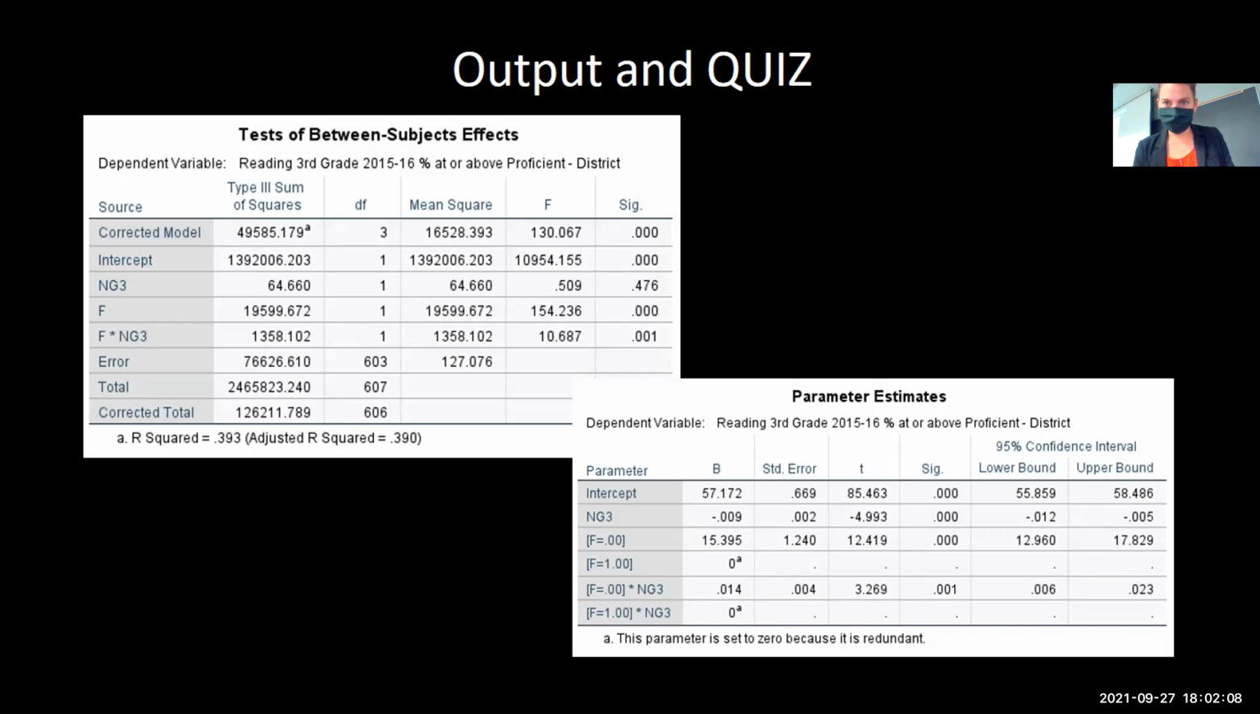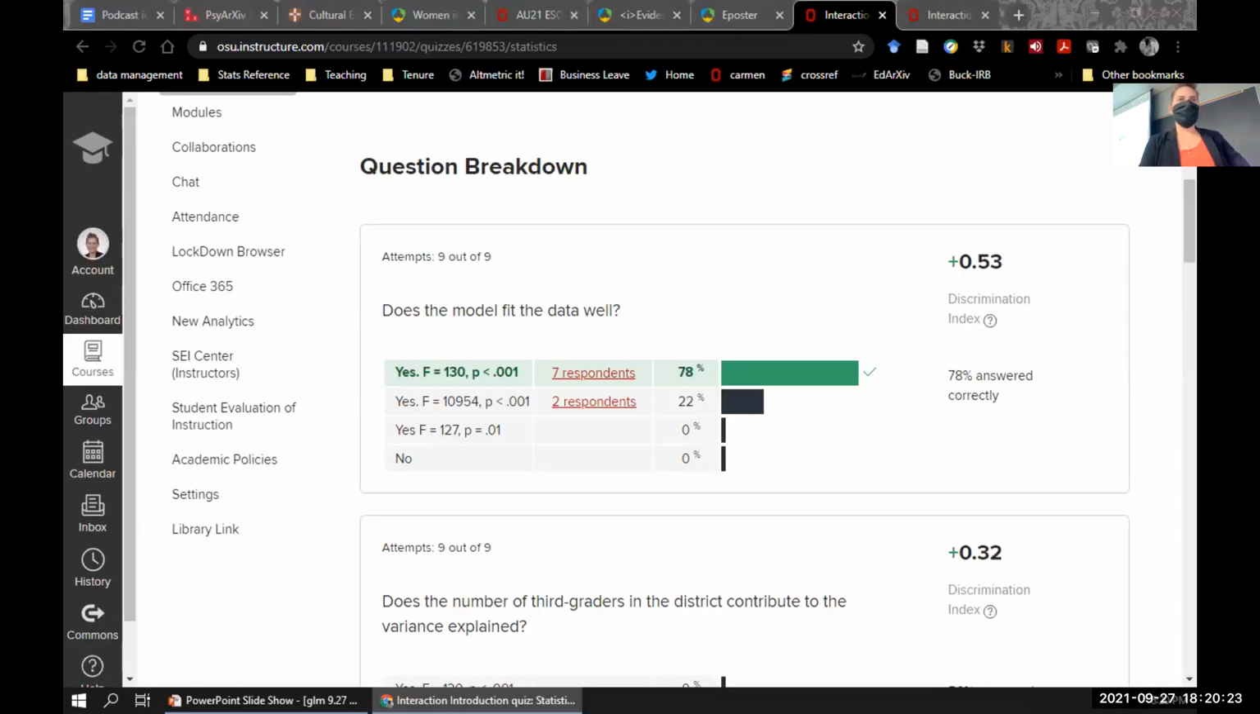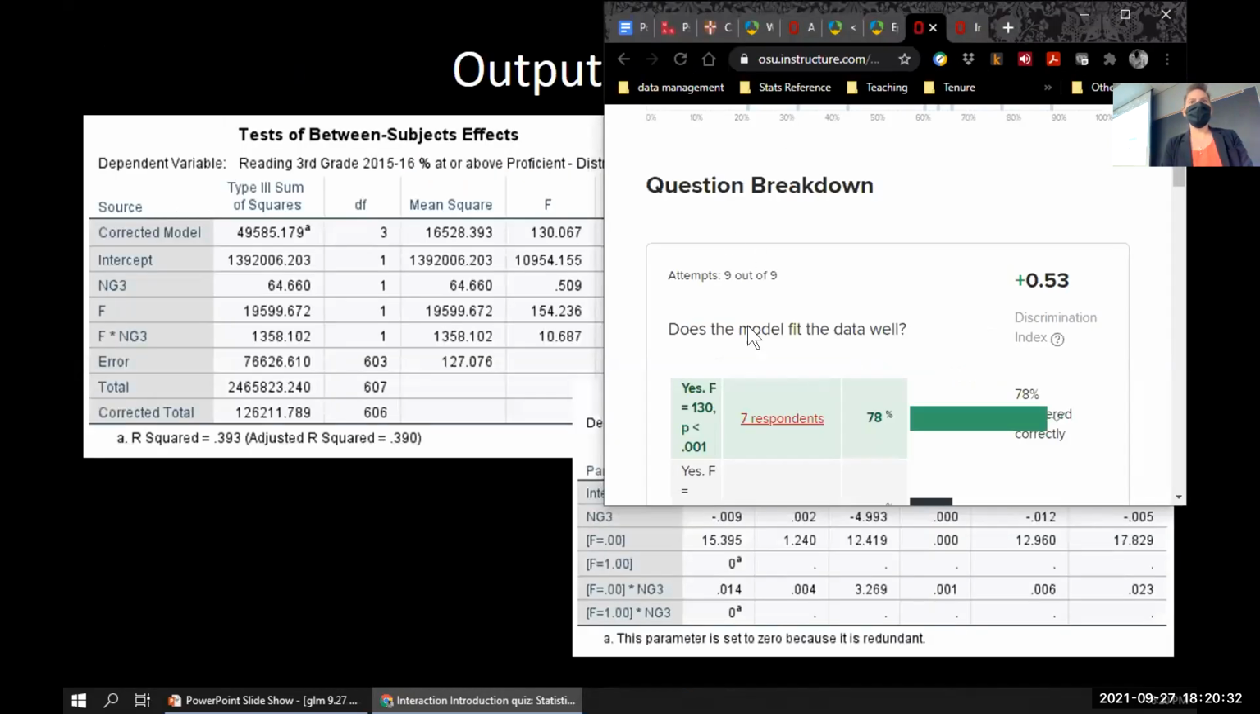It's in the module. Okay, so let's go through the quiz. Right here we have the question breakdown. In looking at whether the model fits the data well, most of you got this question correct. I'm pulling that information from this overall F-test that has to do with the degrees of freedom associated with the differences between our full model and our restricted model.